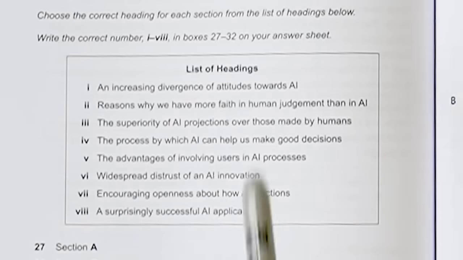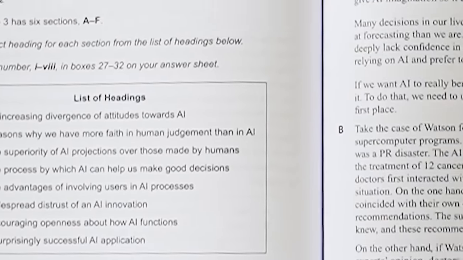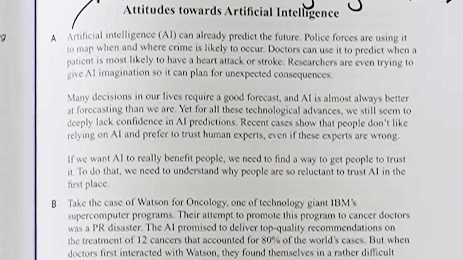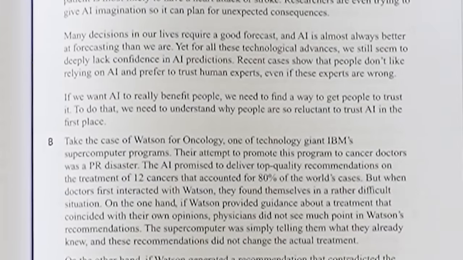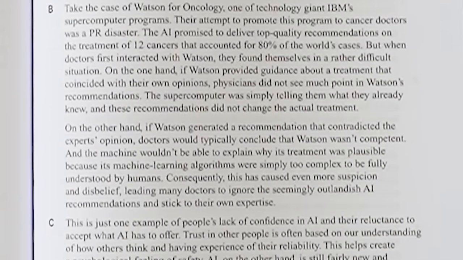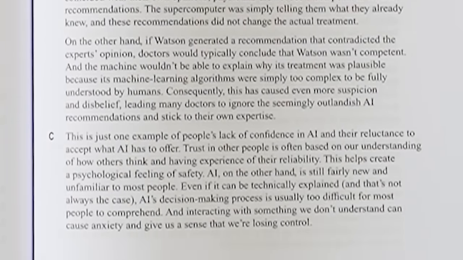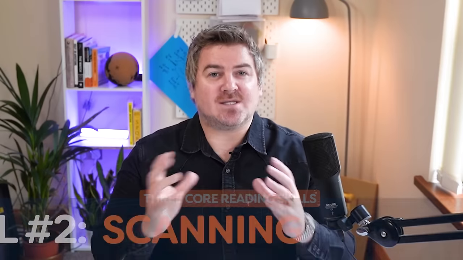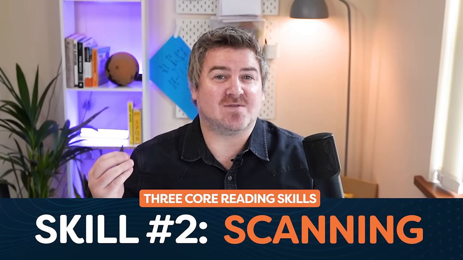So for example, if you get a matching headings question, what they're testing is your ability to understand the general meaning of each paragraph, and you will not have time to read every word carefully. So you will look at each of the paragraphs and you will skim through it quite quickly in order to understand the general meaning. Now that's quite different from the skill of scanning.